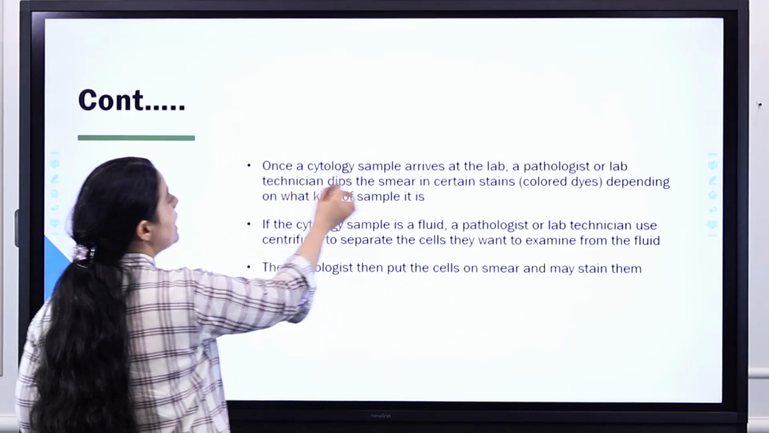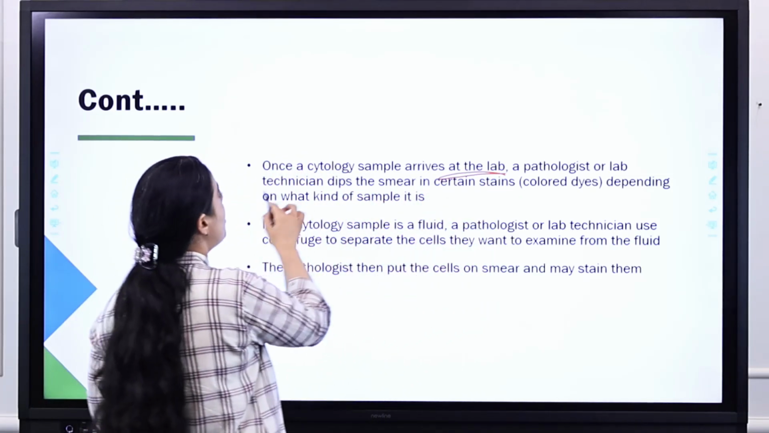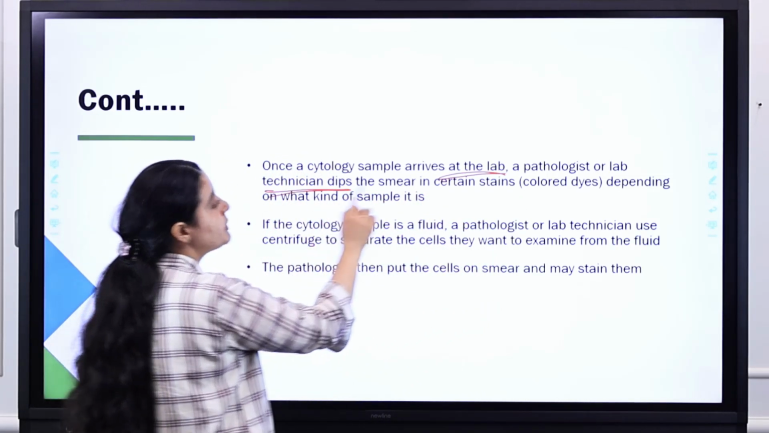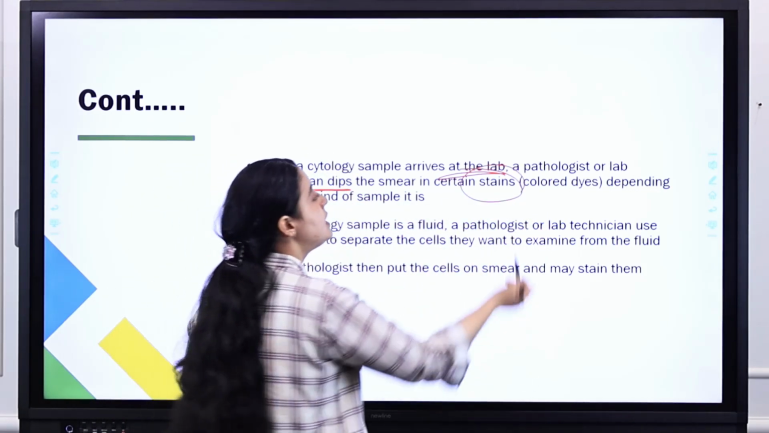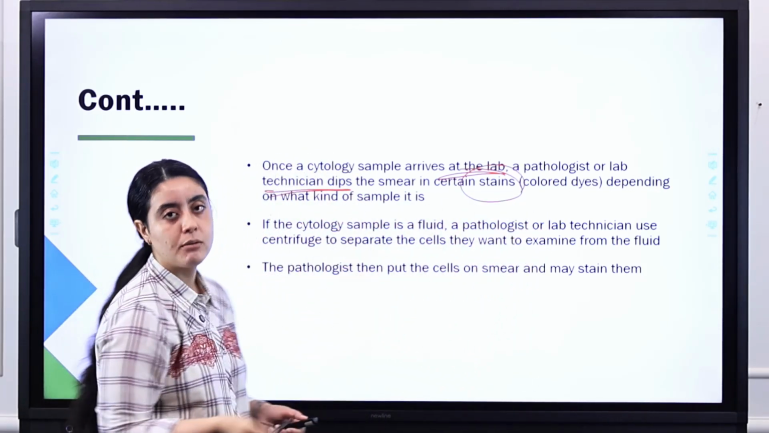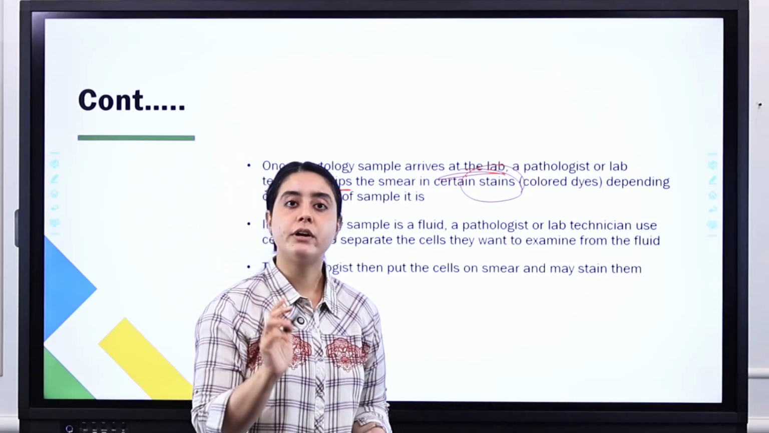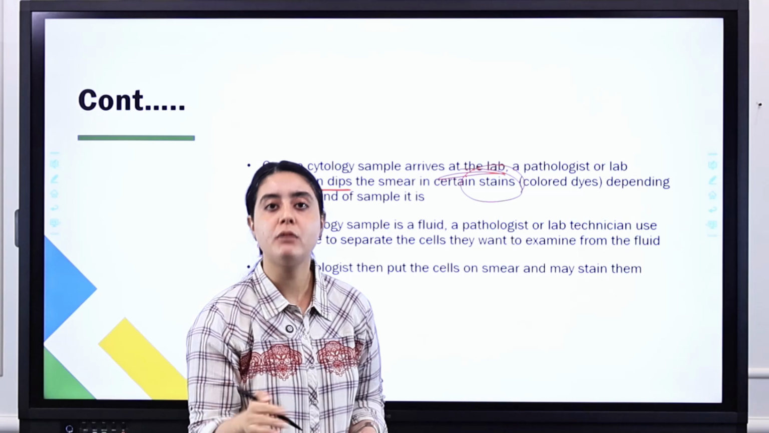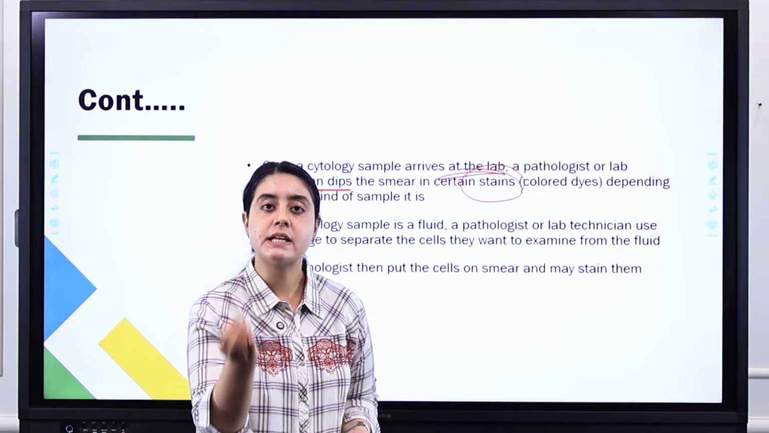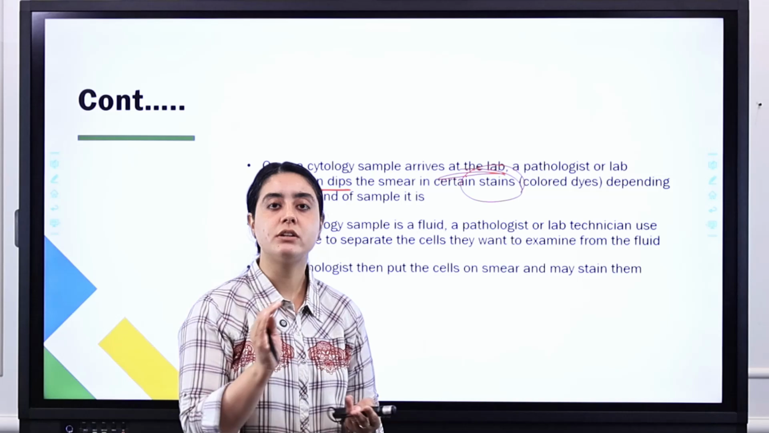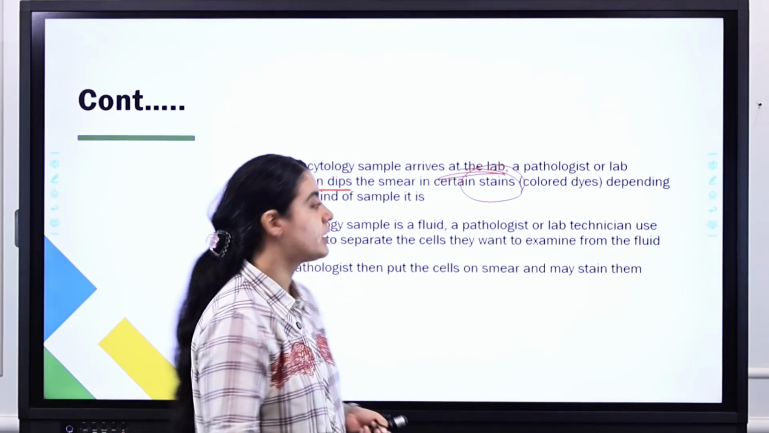Now, once a cytology sample arrives at the lab, a pathologist or a lab technician dips the smear in certain stains. What are the stains? Colored dyes, depending on what kind of sample it is. Obviously, if there is a gynecological sample, which stain are we going to perform? We are going to perform the Pap stain. So according to the sample which we receive in our lab, the pathologist or the lab technician will perform the further steps accordingly. Okay.